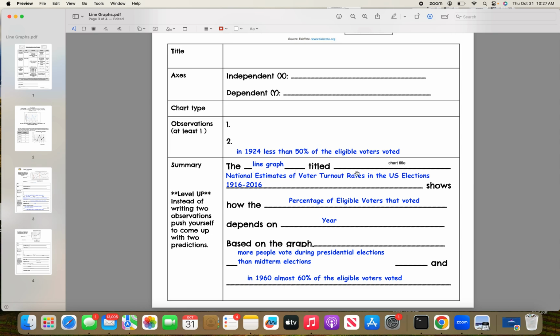The line graph titled National Estimates of Voter Turnout Rates in the United States Elections in 1916 through 2016 shows how the percentage of eligible voters that voted depends on the year. Based on the graph, more people vote during presidential elections than midterm elections. And in 1960, almost 60% of the eligible voters voted, all right?